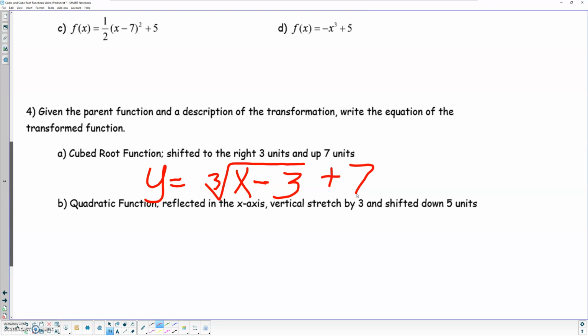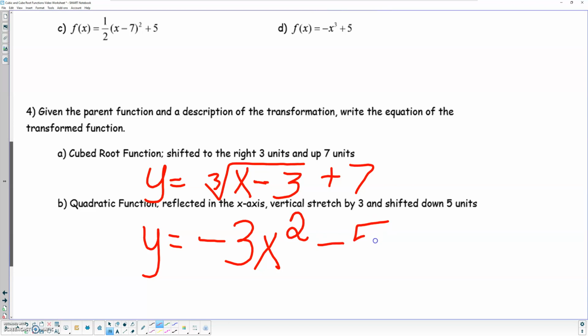All right, part B is a quadratic function, so that's x squared. It's reflected in the x-axis, vertically stretched by 3 and shifted down 5. Reflected in the x-axis means there's a negative in front. Vertical stretch of 3 means we're going to multiply by 3. It's quadratic, so it's x squared. And then shifted down 5, we're going to subtract 5 at the end.